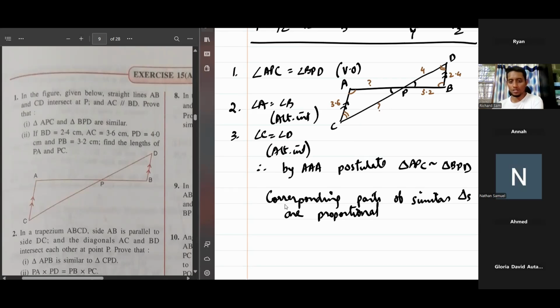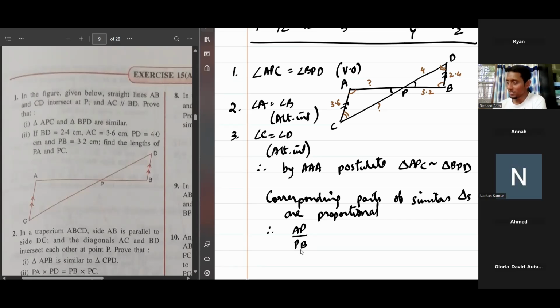Now since we wrote the statement, corresponding parts of similar triangles are proportional, therefore all the sides are proportional to each other. Which are the sides proportional to each other? AP upon DB. Which is the other side that's corresponding to AP? PB. Remember, AP and PB are what? Not angles, they're sides. What do we call these two sides, AP and PB? We call them corresponding sides. Corresponding means matching sides.